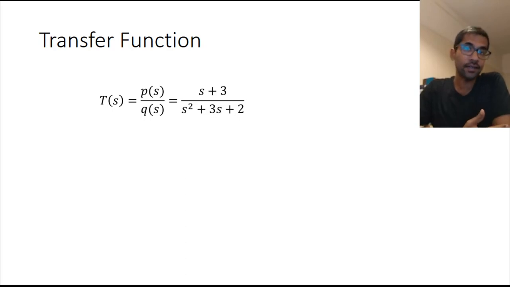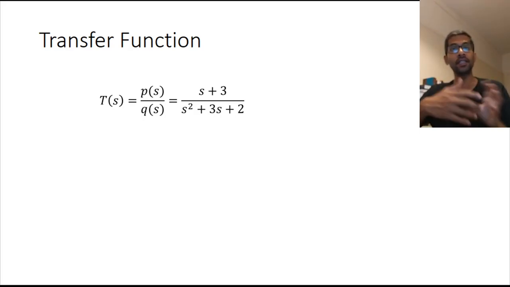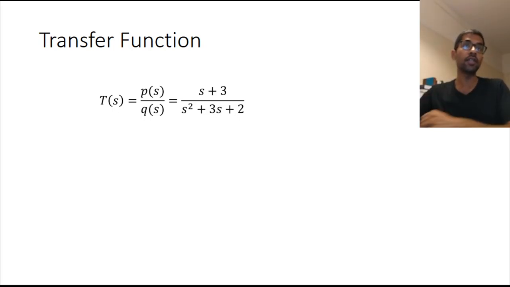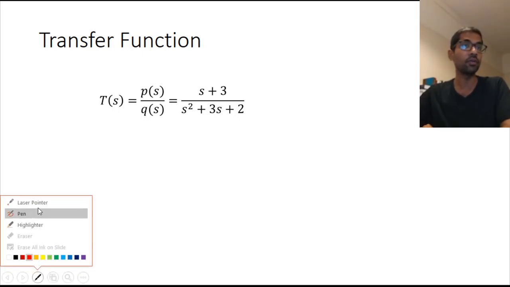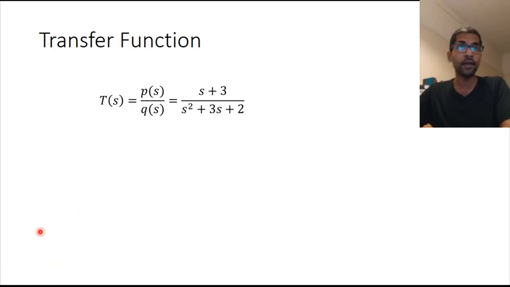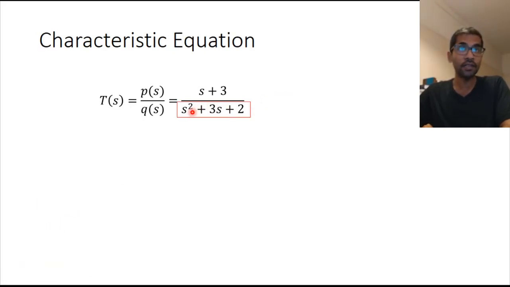We've already said that the input output characteristic of a physical system can be represented mathematically by a transfer function, right? So you could have a transfer function as I have shown on the screen here. Now, the denominator of the transfer function has a special name, and we call it the characteristic equation. In this case, the characteristic equation is this polynomial here, s square plus 3s plus 2.